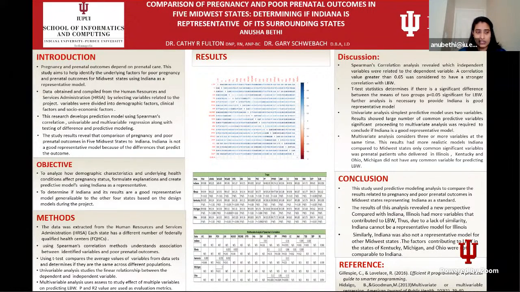Coming to limitations, the HRSA data set was a small data set, and due to the small sample size, false results were seen. All the false positives were seen, and we had only one dependent variable, low birth weight, and all the others were independent variables. So the ratio was not correct. This may lead to differences in the results.